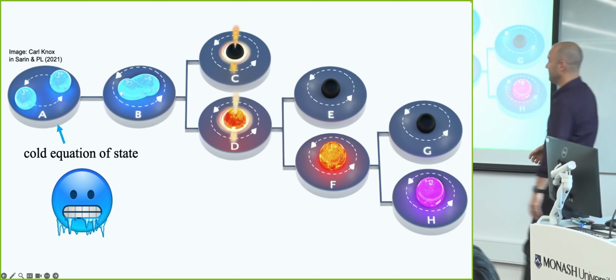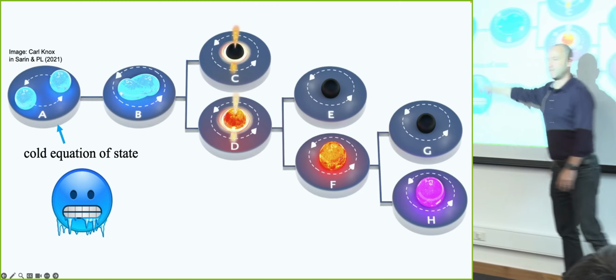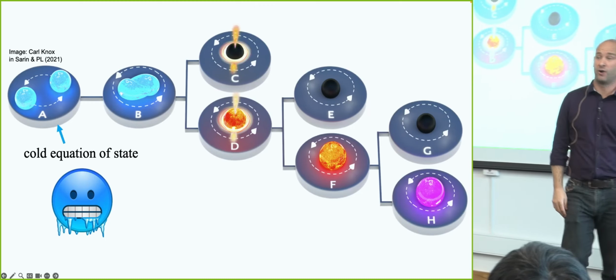So during that in-spiral phase, we probe what's called the cold equation of state. So these neutron stars here are probably only around about 10 to the 8 Kelvin, right?